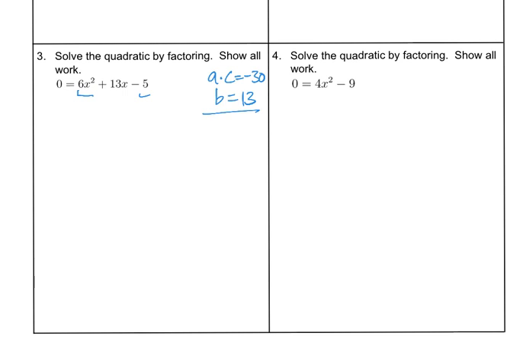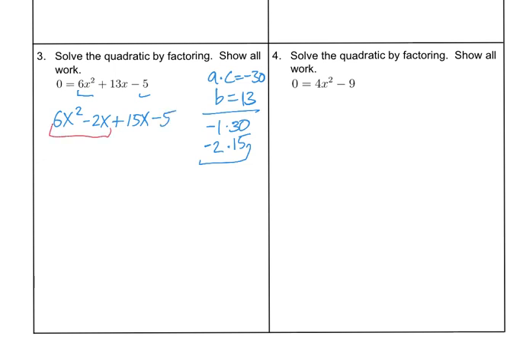I'm going to pretend that I don't have any idea what that is, so let's go with negative 1 times positive 30. Okay, it's way too far. Negative 2 times positive 15. Okay, that gets me positive 13. Only took 2 tries for that, so that's pretty cool. Let's set up our grouped forms. We got 6x squared minus 2x plus 15x minus 5.